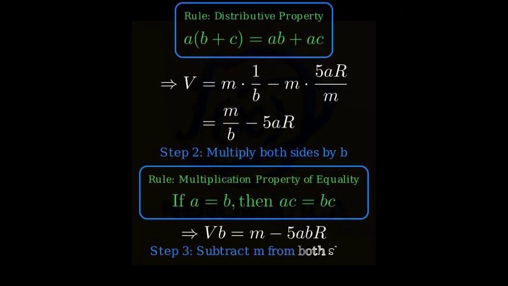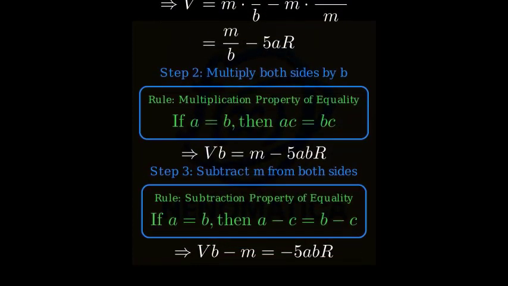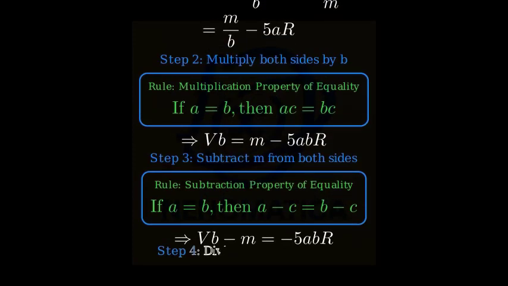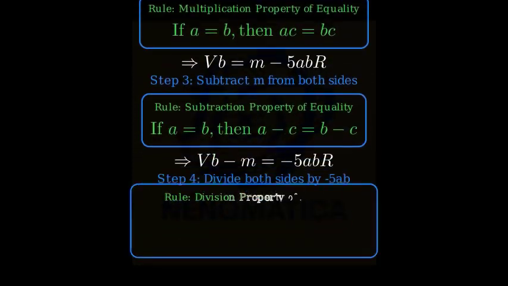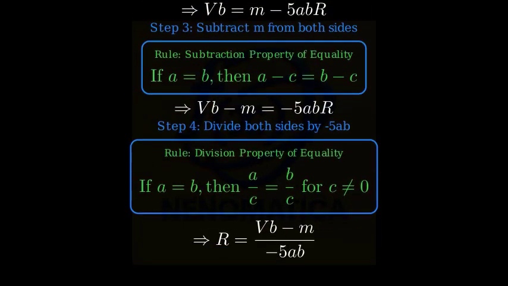Next, we'll subtract m from both sides. On the left side, we get Vb minus m, and on the right side, we get negative 5abR. Now we'll divide both sides by negative 5ab. On the left side, we get (Vb minus m) divided by negative 5ab, and on the right side, the negative 5ab divided by negative 5ab simplifies to just R.